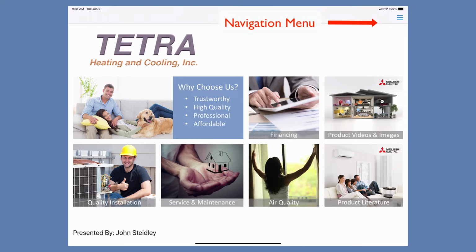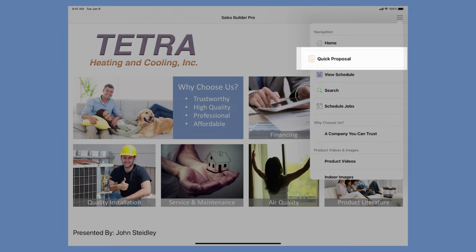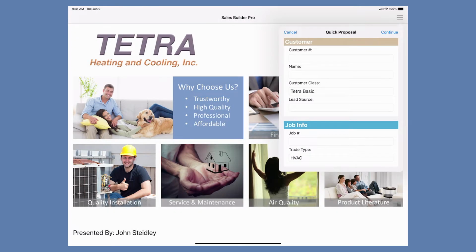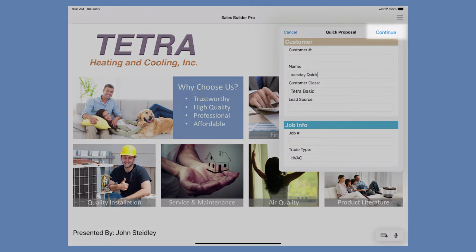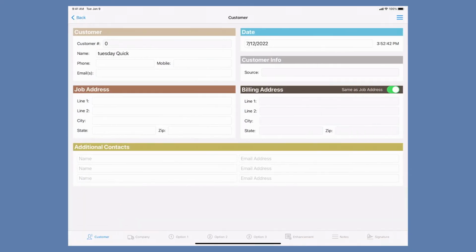For our first quick proposal, we'll start in the navigation menu and we'll select quick proposal. When I use quick proposal, it creates a brand new customer and opens a new sales call every time I use it. I'm going to call this customer Tuesday Quick. Customer number, lead source, and job number are optional fields, and then I'll tap on continue to open up the quote.